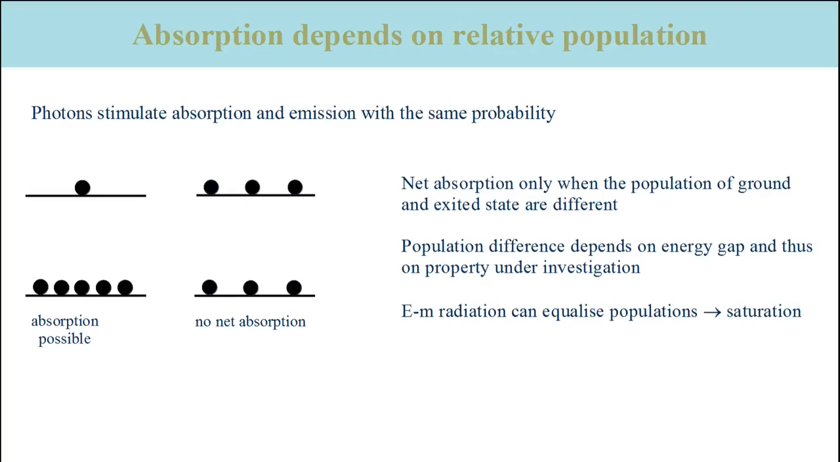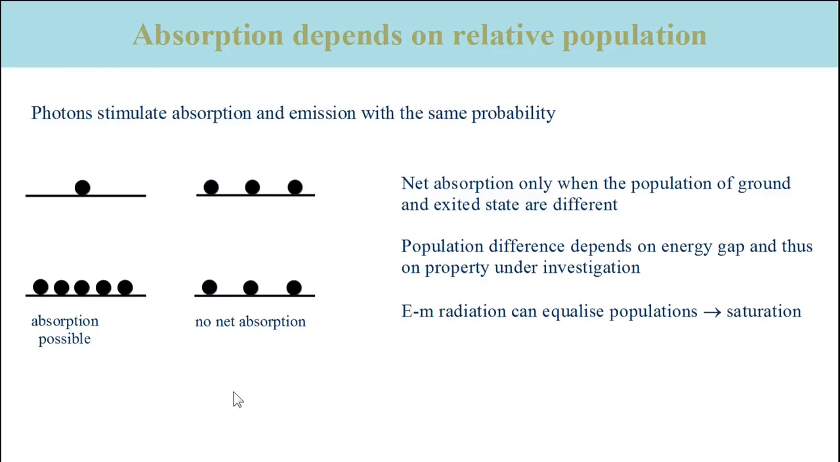When nearly all molecules are in the ground state, as shown on the left-hand side, there are more absorption than emission processes. Then energy is absorbed by the molecules from the electromagnetic radiation. If, however, the number of molecules in an excited state is the same as in the ground state, as shown here, then the number of absorption and emission processes is the same, and there is no net absorption of energy.